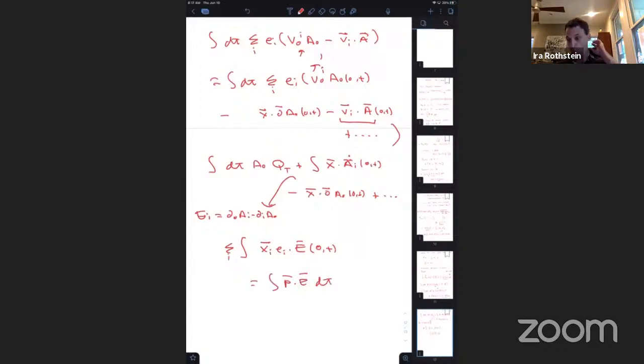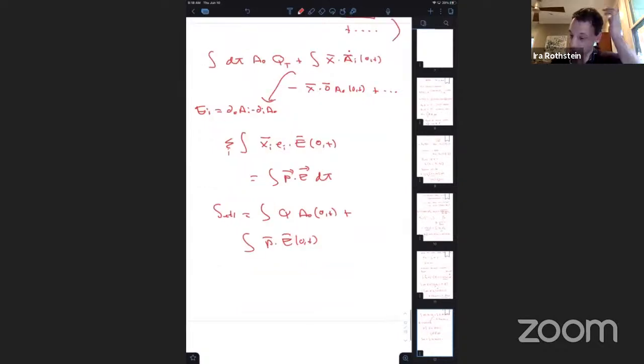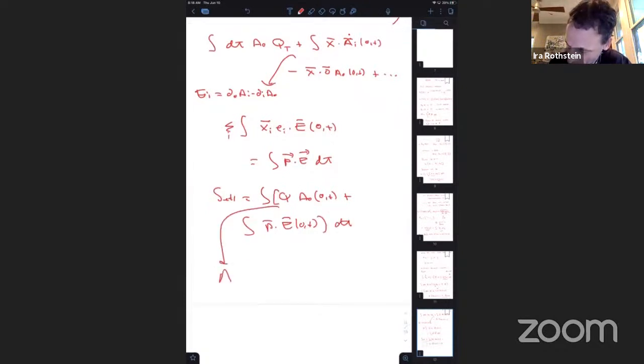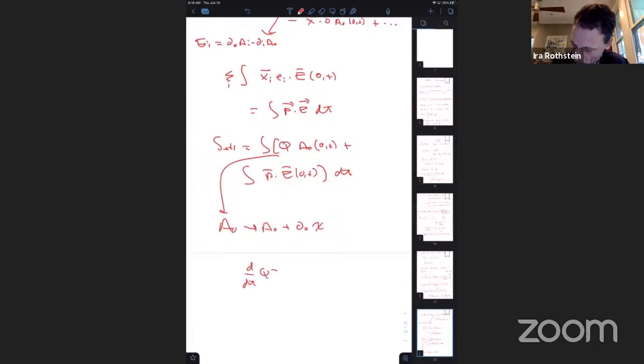Okay, so we end up, E of course is gauge invariant. So our effective action, S effective, is Q A0 of 0 and t plus p dot E of 0 and t. And so why is this gauge invariant? The first term does not look gauge invariant. However, A0 goes to A0 plus d0 chi under a gauge transformation. And since Q is a conserved quantity, therefore it's a total derivative and we can drop it. Okay, so we end up with an action which is explicitly gauge invariant.